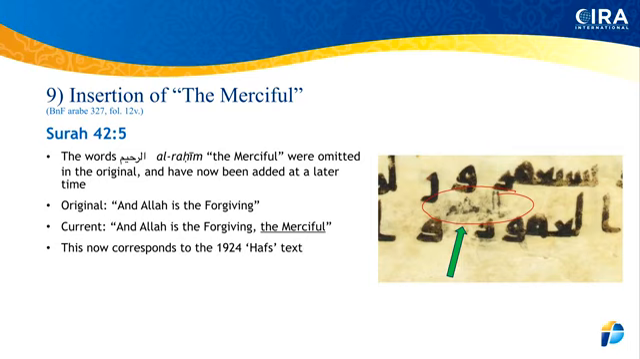This is not the Basmala here. That's not the Bismillah here. That's right. So this has been added. It was omitted in the original, and they have had to add it at a later time. The original is just that Allah is the forgiving. Bismillah al-Rahman. Now, currently in chapter 42, verse 5, it is Bismillah al-Rahman al-Rahim.